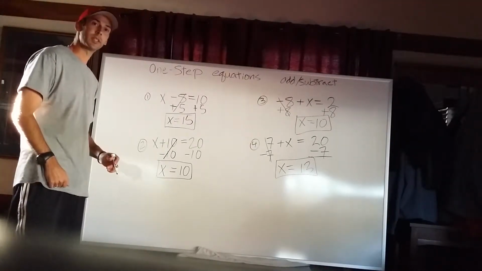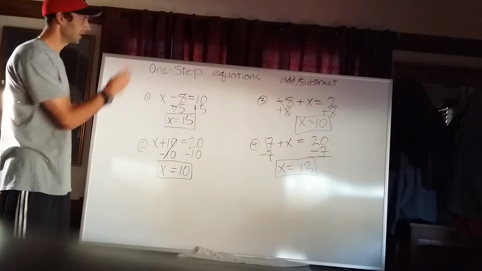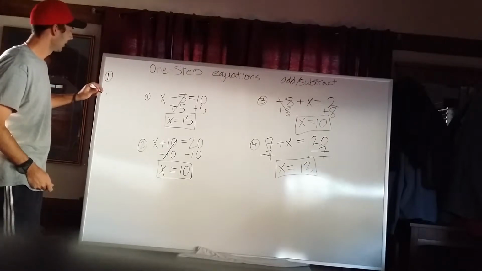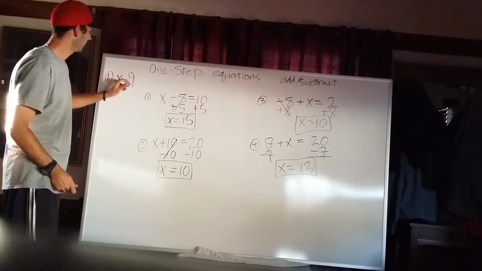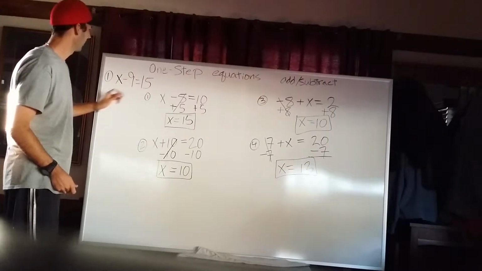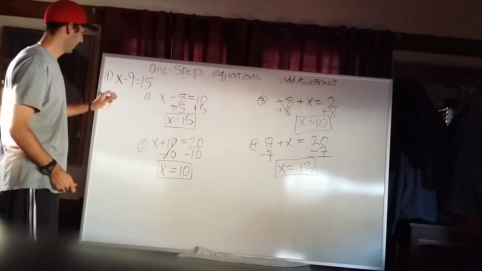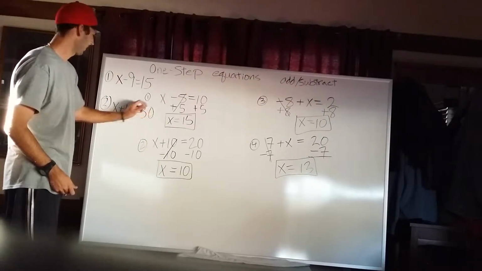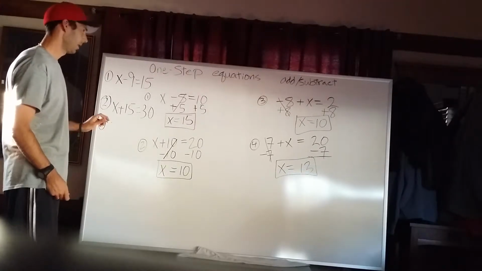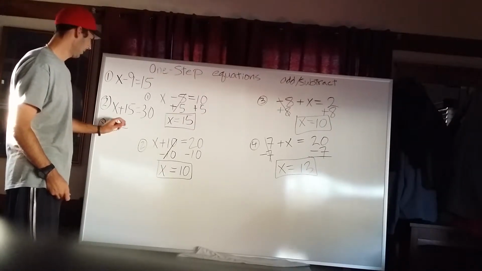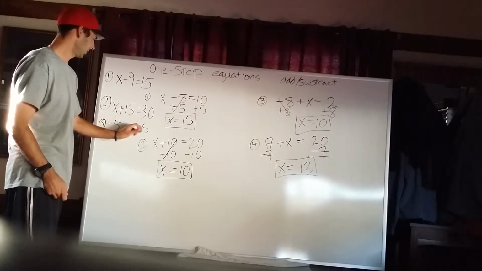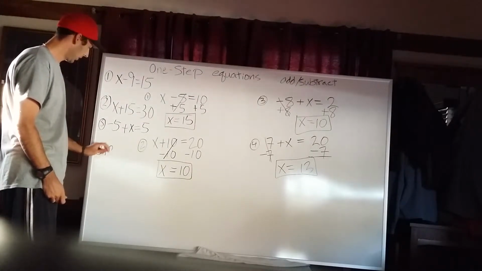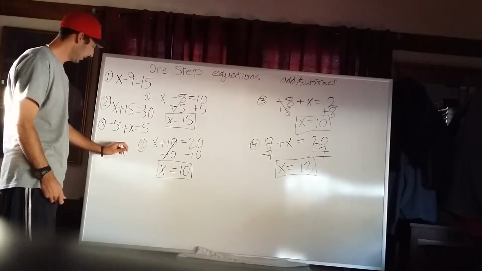Hopefully you'll be able to do it yourself. Now I'm going to give you 4 problems based exactly like these ones I just gave you. I want you to try them now. First one, let's try x minus 9 equals 15. Second one, x plus 15 equals 30. Next one, negative 5 plus x equals 5. And the last one you'll have will be 12 plus x equals 20.